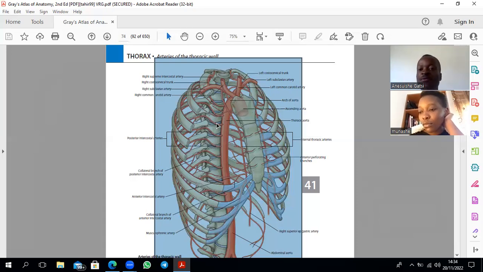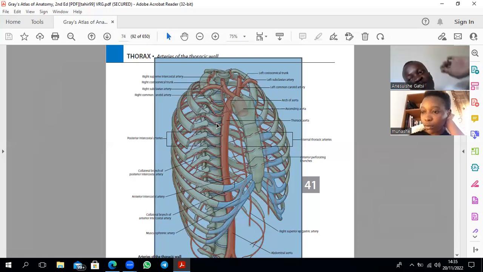Then more on the left, there is the left subclavian, which is going to the upper limbs and part of the thorax. So it has to be more on the outside. The left subclavian goes to the upper limbs and thorax. We'll describe it when we do the blood supply of the upper body.